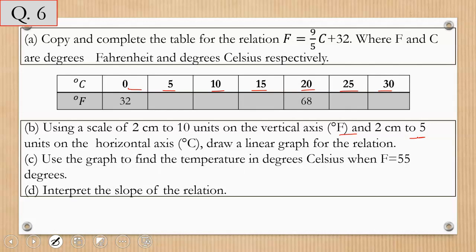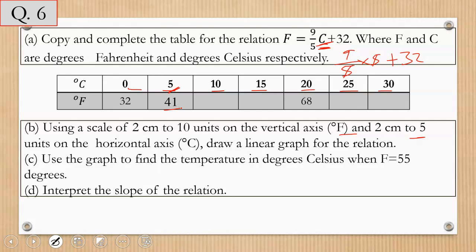The relation is that for every degree Celsius, I can multiply by 9 over 5 and add 32 to give us the answer for the Fahrenheit. And so when I substitute 5 into this, I'm going to have 9 over 5 times 5 plus 32. When I cancel 5 by 5, I have 9 plus 32, and that's going to give me 41. So I can put 41 here.